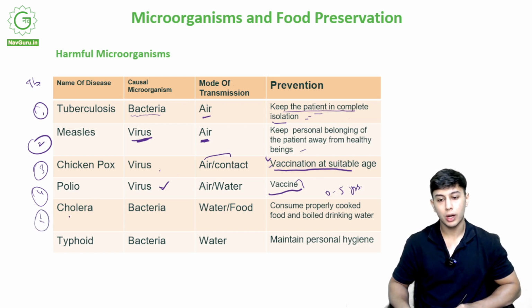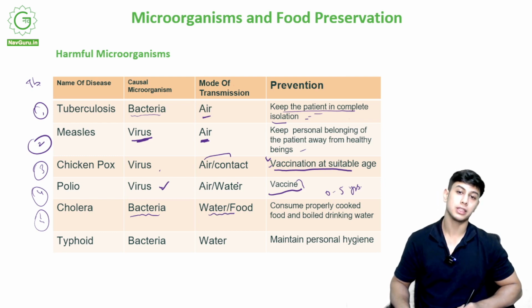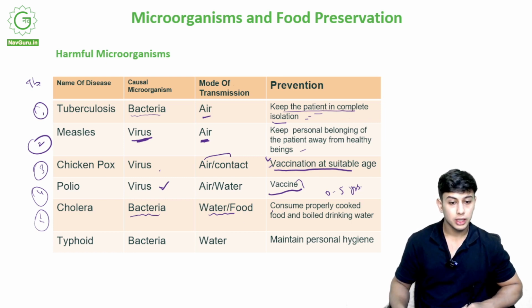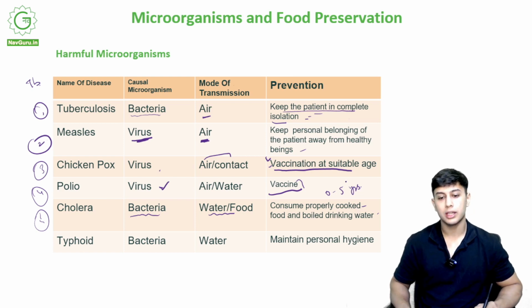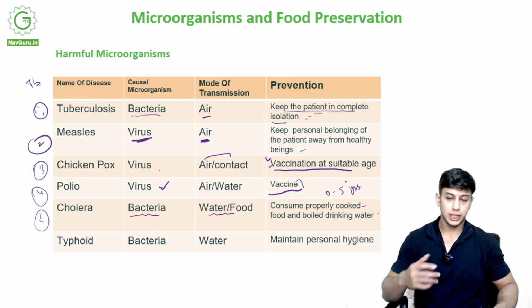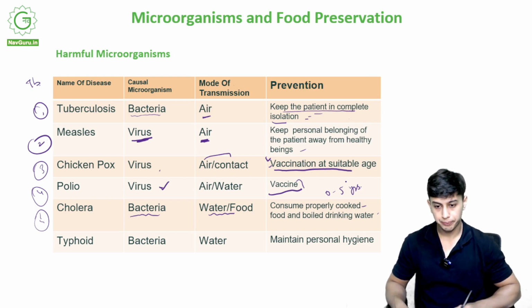Fifth one is cholera. Cholera is caused by bacteria. It is transported through water and food. So this bacteria present in your food and in your water will cause you cholera. Consume properly cooked food and boiled drinking water. So where does cholera exist? People who do not cook their food properly can get cholera because the bacteria has not died. If they consume water from unclean sources, from taps and not purified water, you can get cholera.